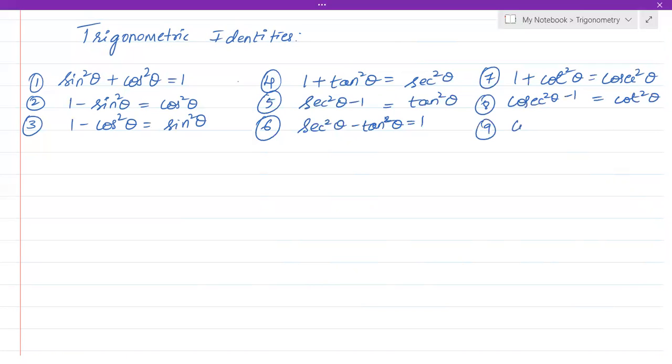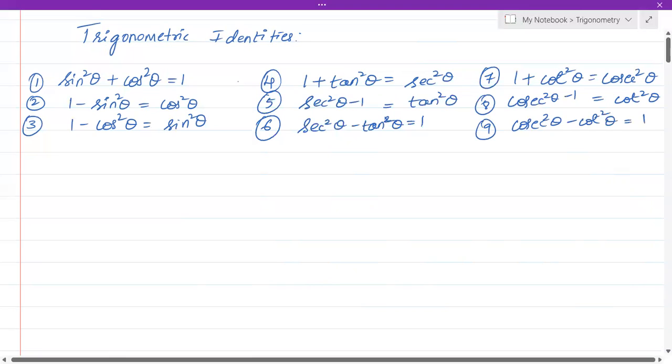and cosecant square theta minus cot square theta will be equal to 1. Okay. These are the 9 important identities which we'll be using to solve the problems. If you remember these 9, you need not remember all the 9. If you remember the first one, fourth one, and seventh one, that's more than enough. You can get the others. If you remember these identities, easily you can solve problems.